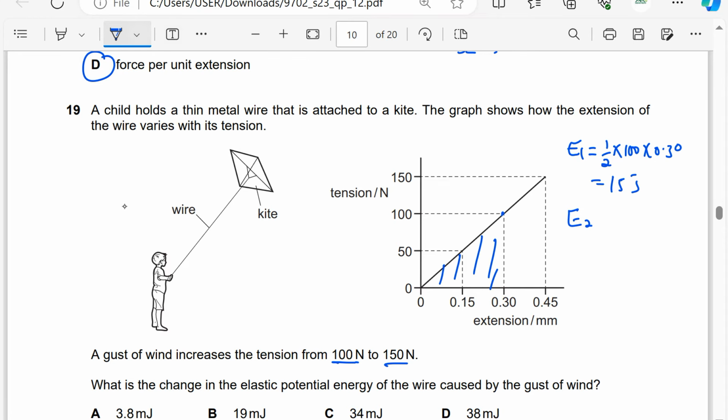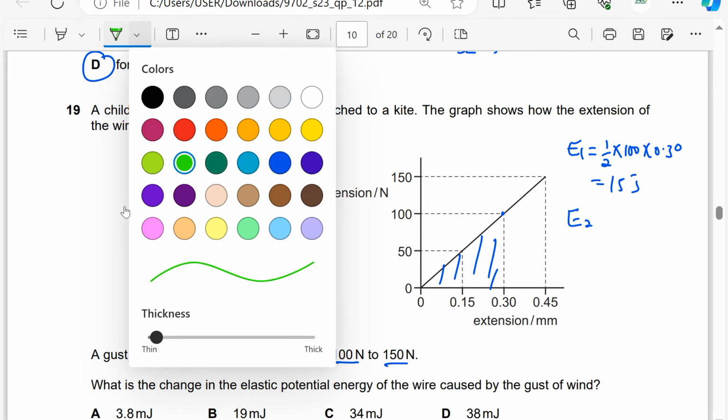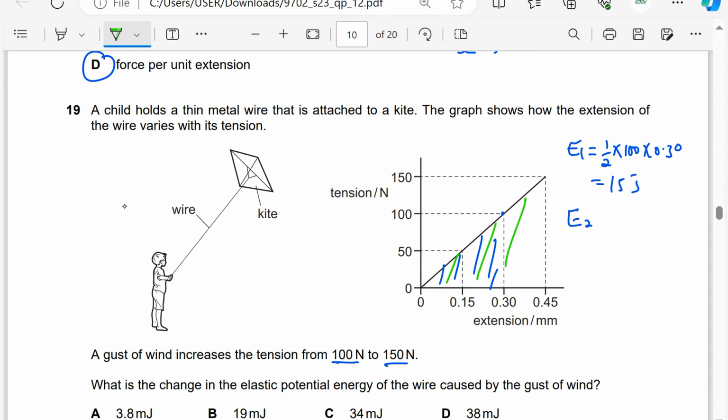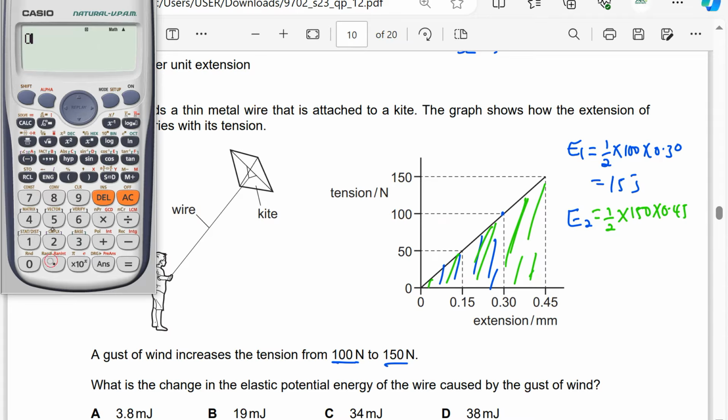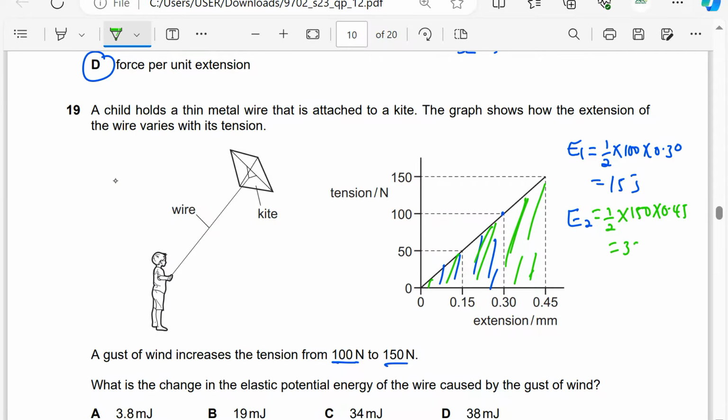I'm just considering, let me change the color. So I'm considering now the whole area up to 150 for the whole triangle. So this will be a half times 150 times 0.45, which is 33.75 joules.